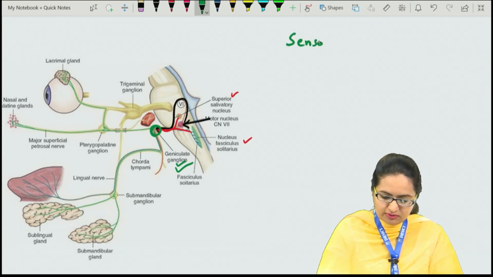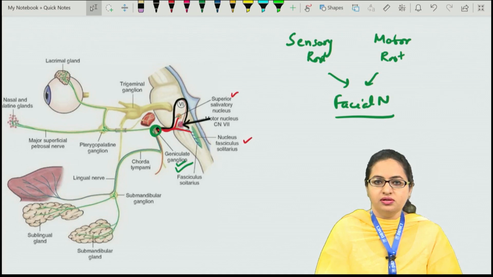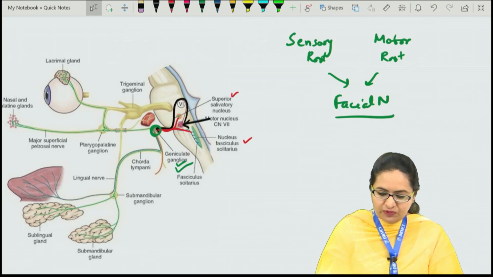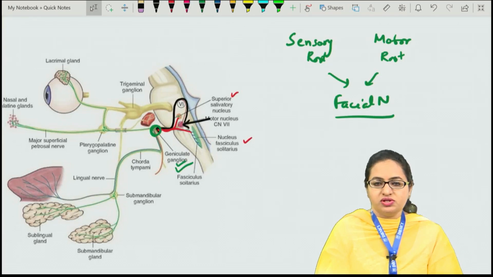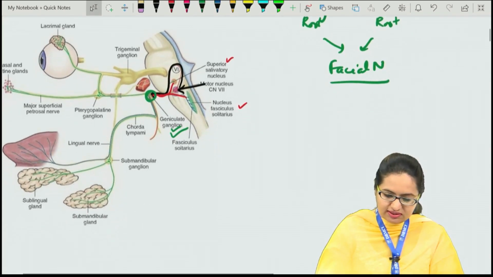So the sensory root and the motor root combine to form the facial nerve, and this facial nerve passes through the internal acoustic meatus and is related to the middle ear, and then it comes out through the stylomastoid foramen, traverses through the parotid gland, and the terminal branches are given within the face. The motor root goes and gives branches to the muscles of the face, the facial muscles. Apart from that, it also gives branches to the stylohyoid muscle, the posterior auricular muscles, and the posterior belly of digastric.